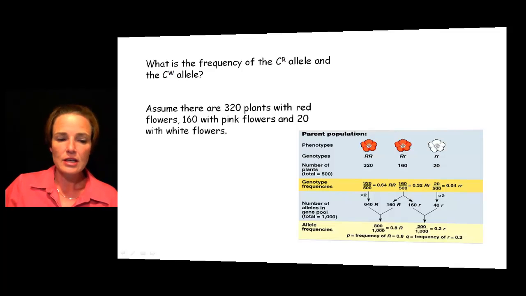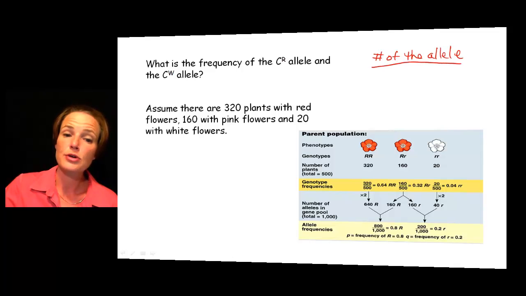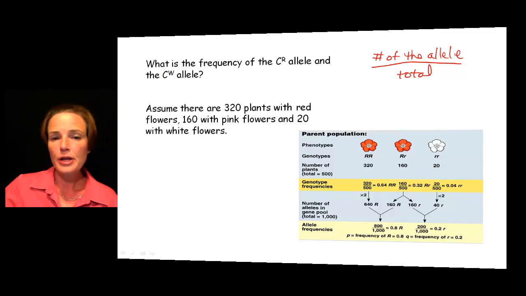Again, to calculate allele frequency, all we're doing is taking the number of the allele and putting that over the total. And it's as simple as that. It's important that we keep in mind that each individual is going to have two alleles, and that is because they are diploid individuals.